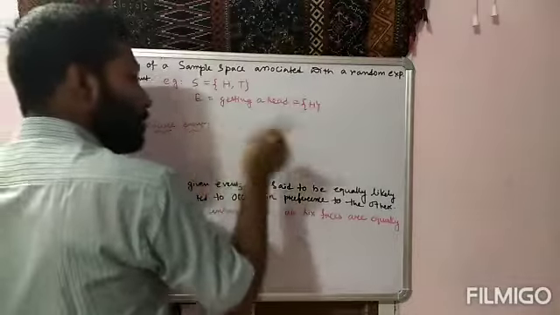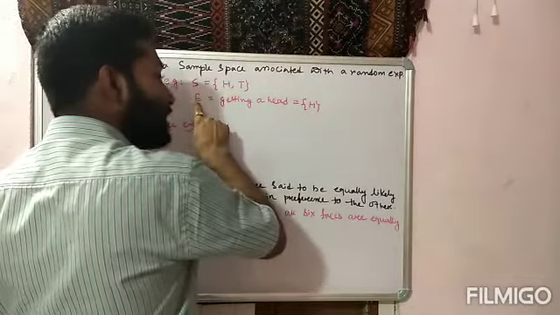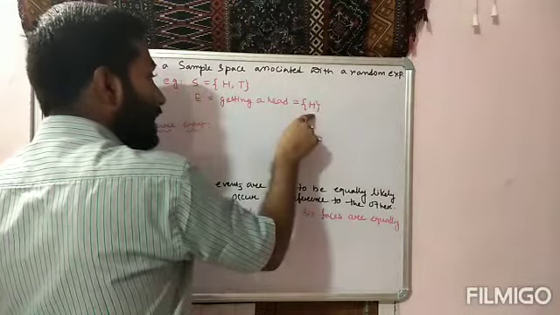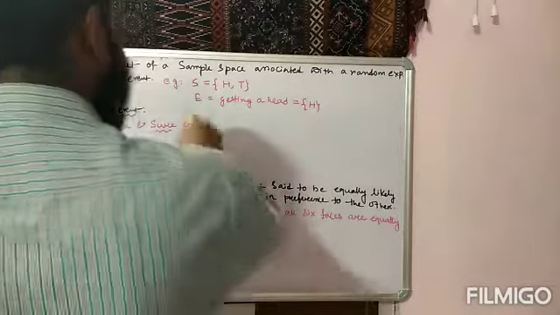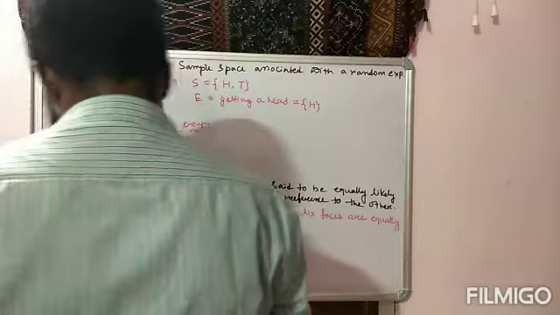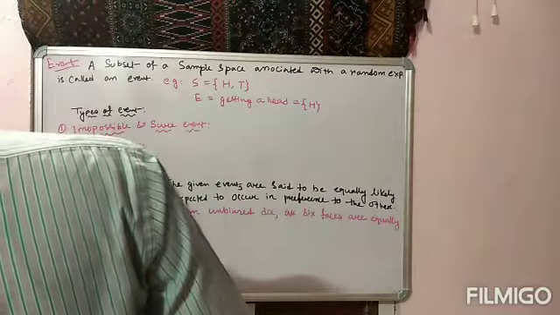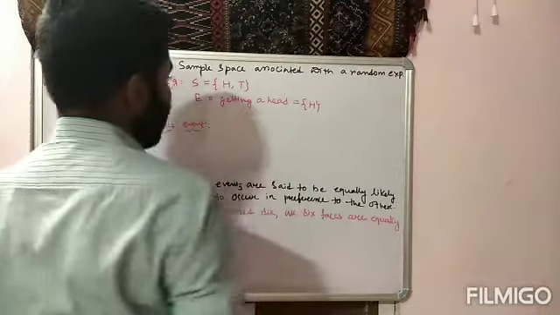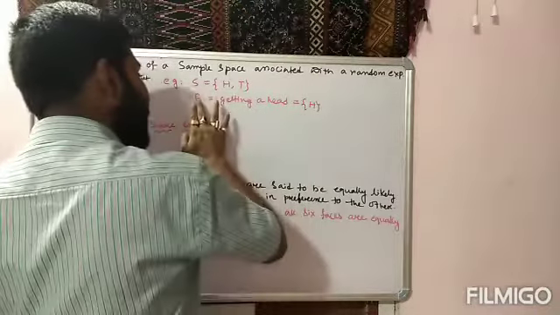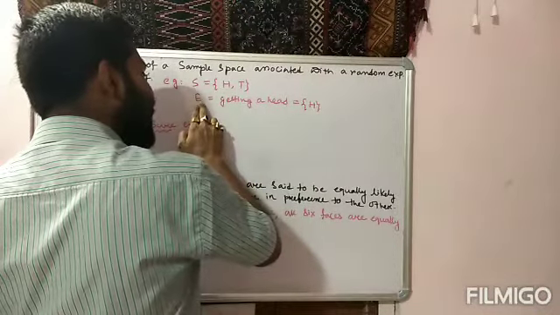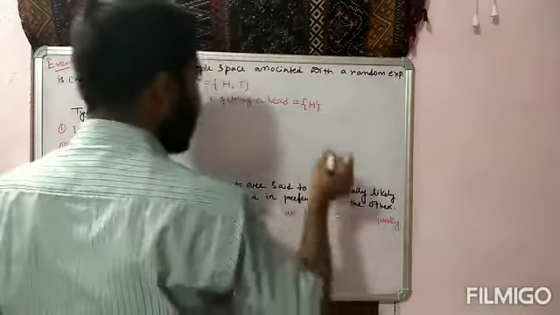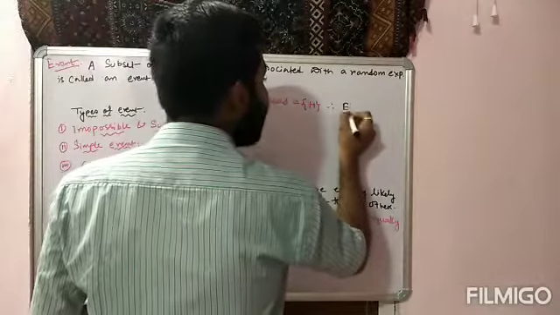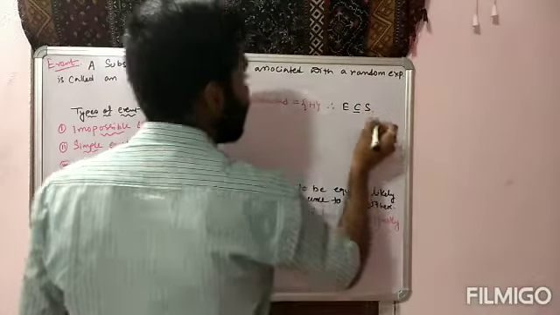Okay, now you can check: the element which is present in E, is it there in this set S or not? Here S and E both are sets. Now I am asking whether the element present in E belongs to this set S or not. Yes, so therefore we can say that here E is the subset of S.